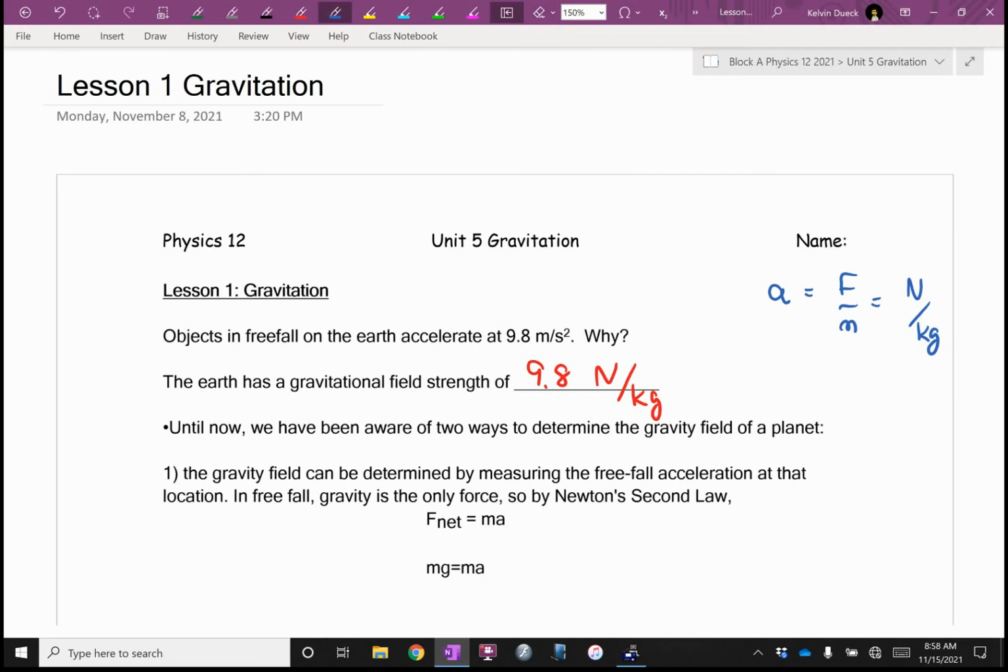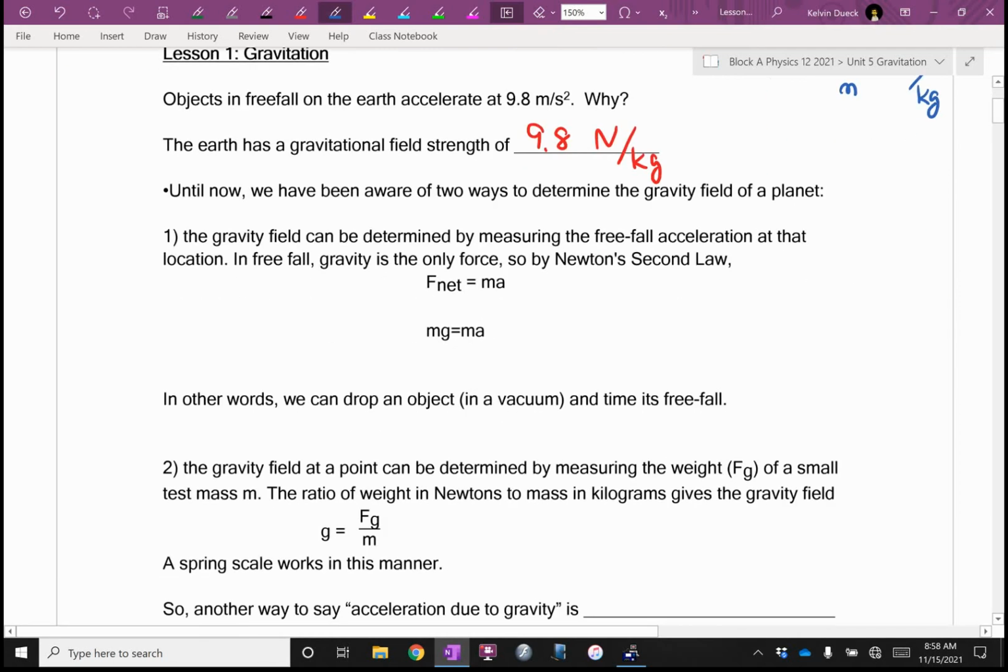Up until now, we've been aware of two ways to determine that 9.8. We did one way last year. We dropped objects from the ceiling, I think, with you folks. We dropped erasers, we timed them, and we tried to calculate g, and we hoped we were close to 9.8. But you can imagine, if I had electric instruments, I could get that 9.8 bang on. So one way is to start out with dropping an object in a gravitational field in a vacuum, and timing its free fall.